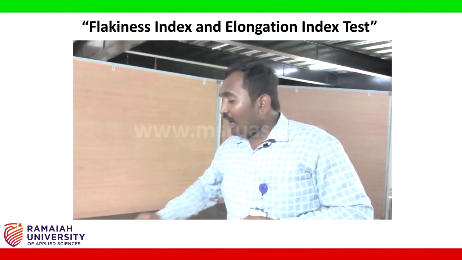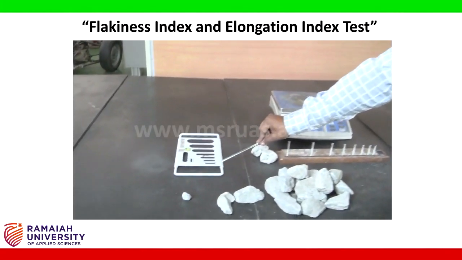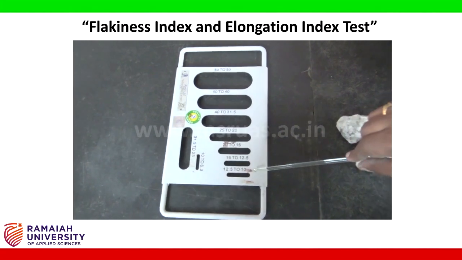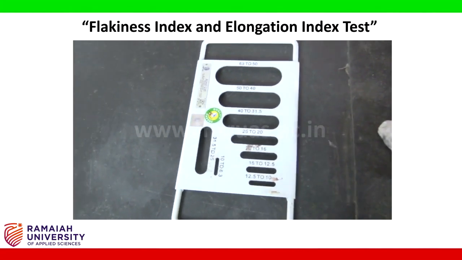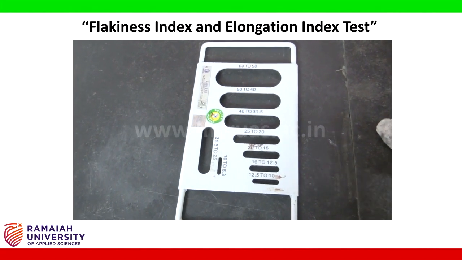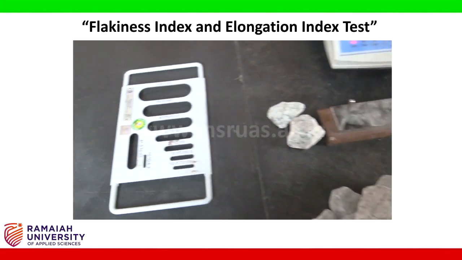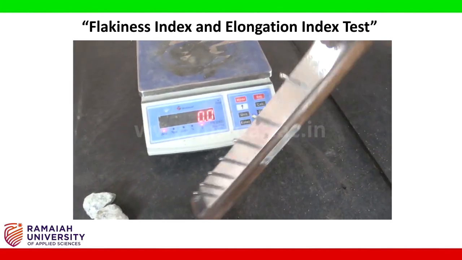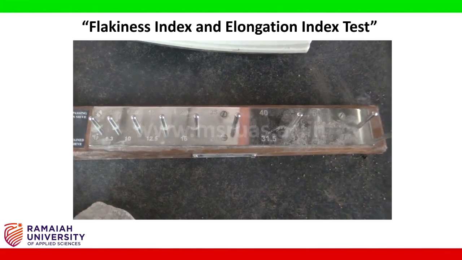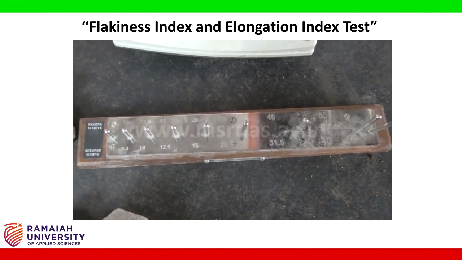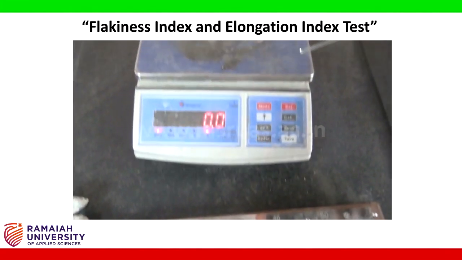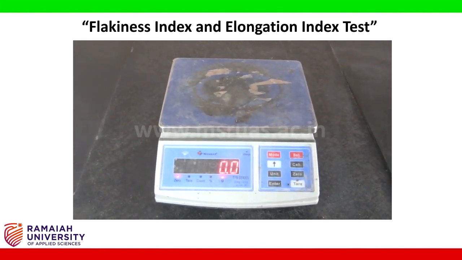So I require a thickness gauge. This is what we call a thickness gauge, which is used to do the flakiness index test. This is what we call a length gauge, which is used to perform the elongation index of aggregates. Also, we require a weigh balance to measure the samples.